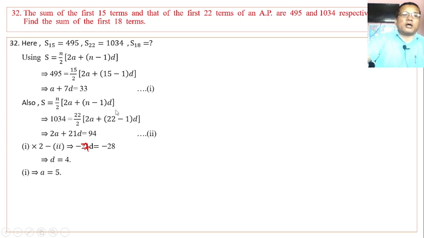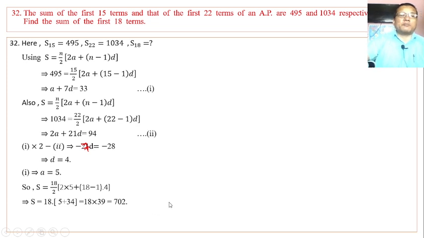Now that we have A and D, we find the sum of the first 18 terms. Using the formula, we put in the respective values, and the value we get is 702. Which is the required answer.